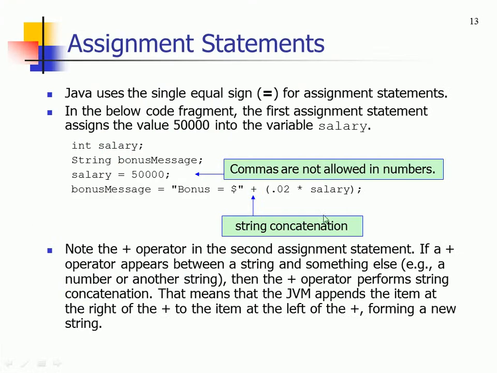All right. So, note that the operator in the second argument statement, if the operator appears between the string and something else, then the operator performs string concatenation. That means the Java virtual machine appends the item to the right to the item on the left, forming a new string. It actually converted that number into a string, and it basically made one big old long string. Okay?